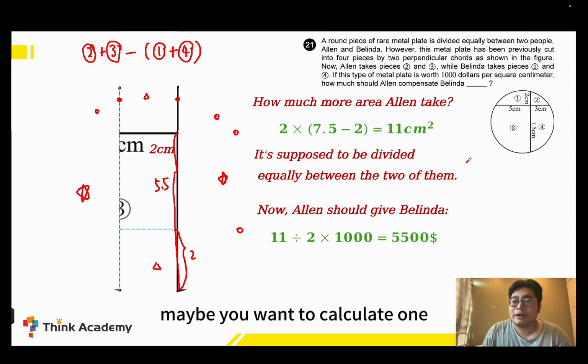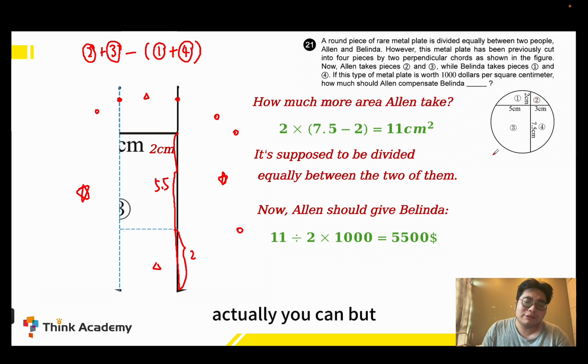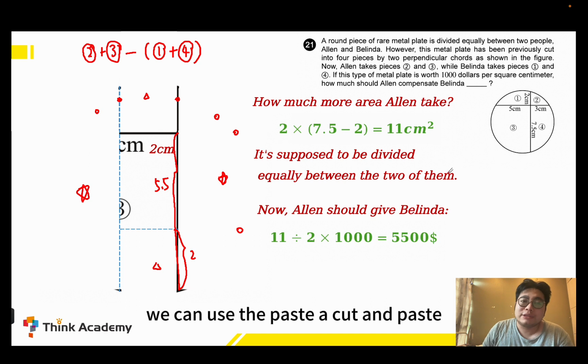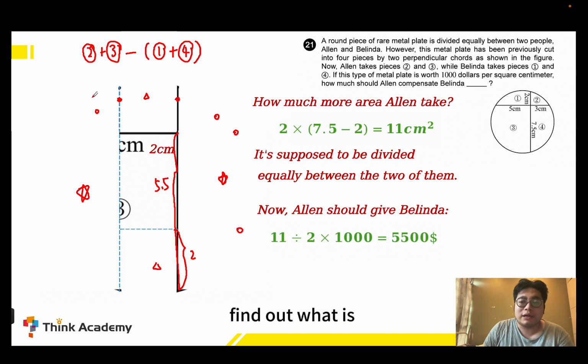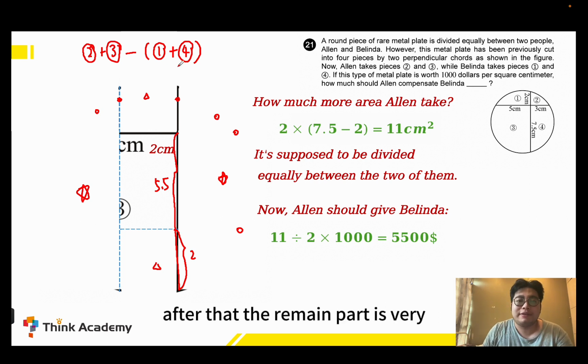Okay. So about this question, you don't need to calculate each area. Maybe you want to calculate what 1's area is, 4's area, 2's area, and 3's area. Actually, you can, but it's hard for you to calculate in primary school. So instead, we can use the cut and paste method to find out what the same parts are and cancel them. After that, the remaining part is very easy to calculate, just a rectangle. Okay.